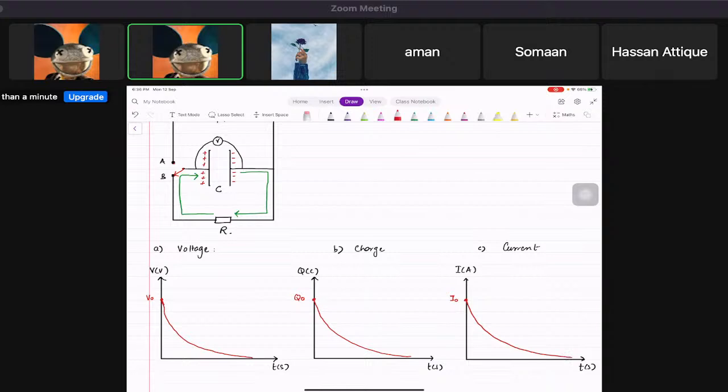Is it clear, everybody? So what you guys need to remember is that all of these curves that I've drawn, in discharging they behave the same way, because as the voltage is reducing, the charge is reducing on one of the plates, and the current is also reducing. Is it clear?